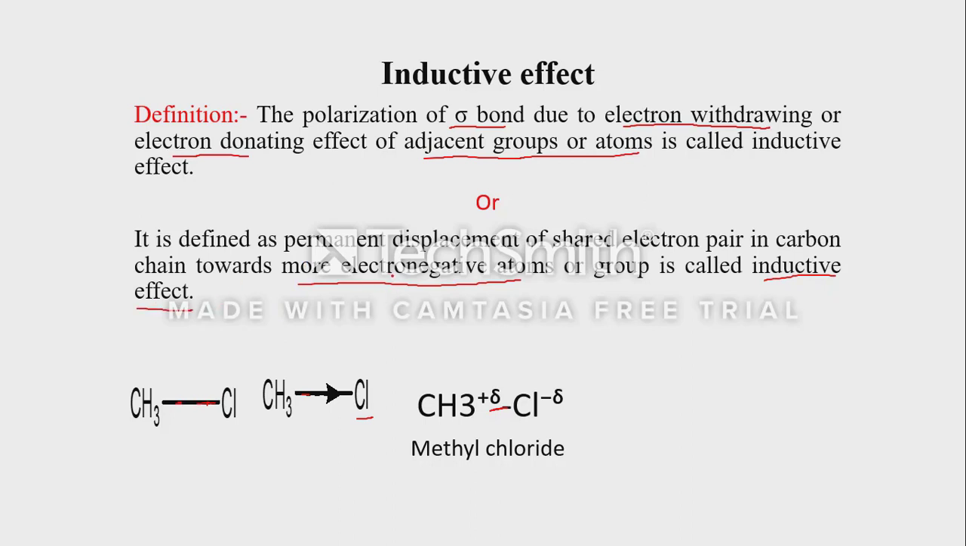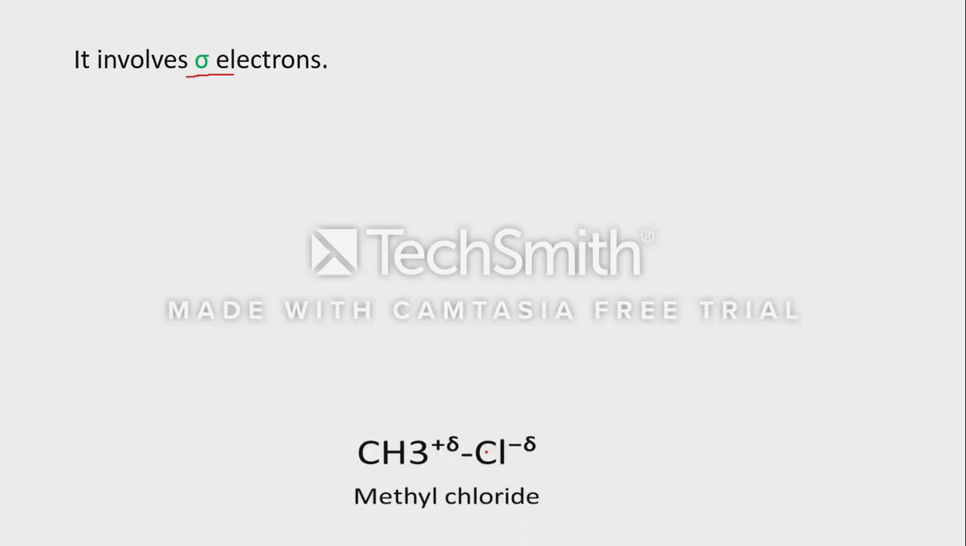So you are clear about why this happens: because the adjacent atoms are electron withdrawing or electron donating, the inductive effect occurs. Next, the inductive effect involves only sigma electrons. Here is methyl chloride, in which this bond is a covalent bond made up of sigma electrons.